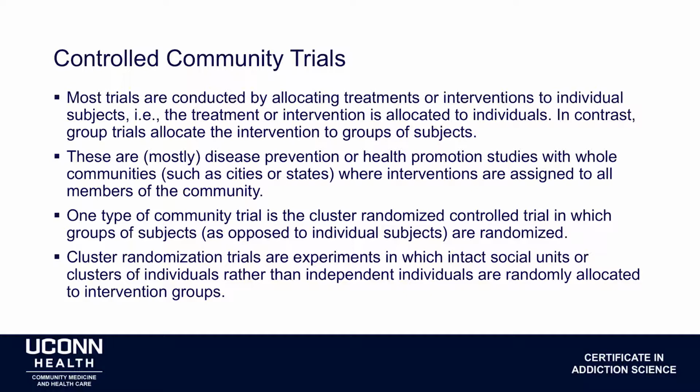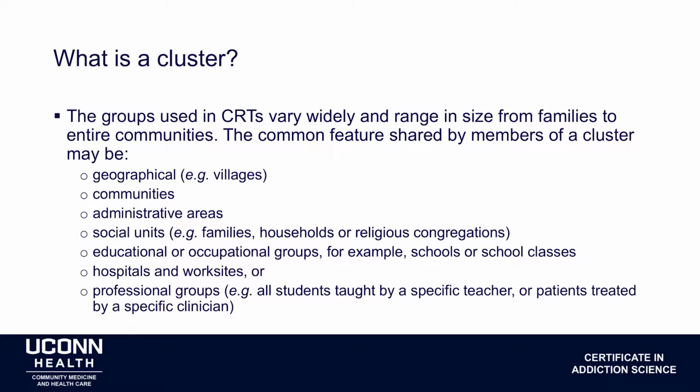Cluster randomization is a type of experiment in which the intact units or clusters of individuals are allocated to the intervention groups. Clusters can be geographical in terms of villages or communities. They can be administrative areas like zip codes. They can be social units like families or households. They can be educational or occupational groups like schools or classrooms. They can be hospitals or work sites. And they can be professional groups, for example, all students taught by a specific teacher who's delivering a new prevention program, or patients who receive a special type of intervention from a clinician.